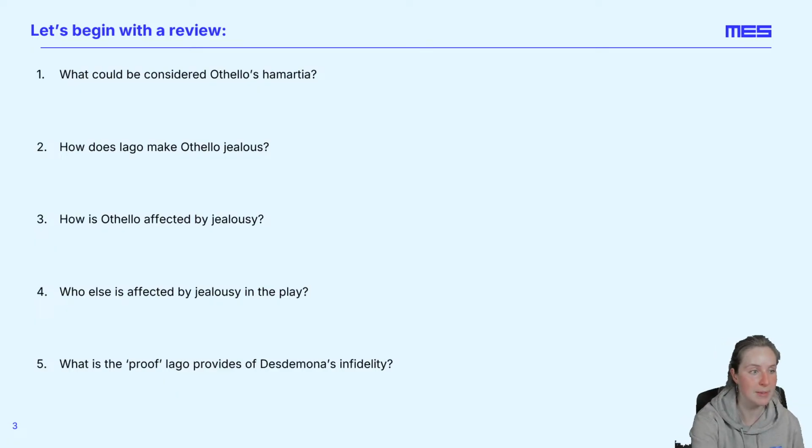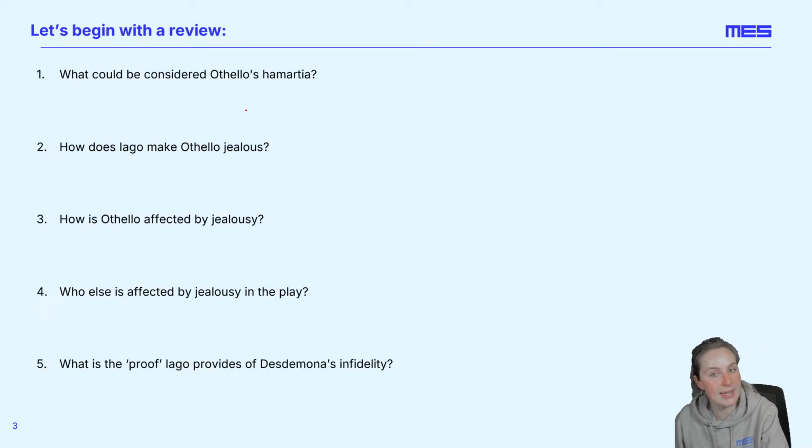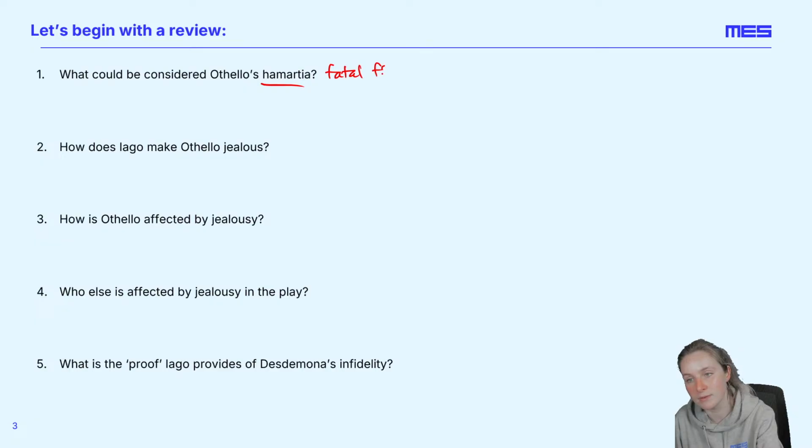So I can see that some people are typing in the chat. That's great. In the meantime, let's take a look. Okay, so Hamartia is a character's fatal flaw.